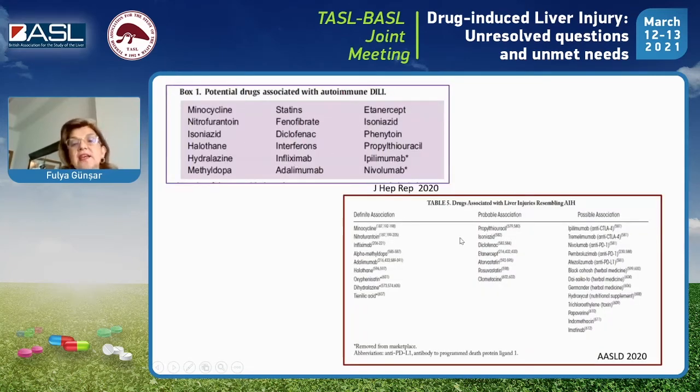You can see here two tables of potential drugs related to autoimmune DILI. There are a lot, but the most known of them are minocycline, nitrofurantoin, methyldopa, and hydralazine. But there are many others. You can look at these tables for the risk.